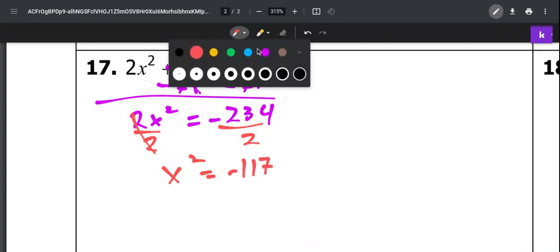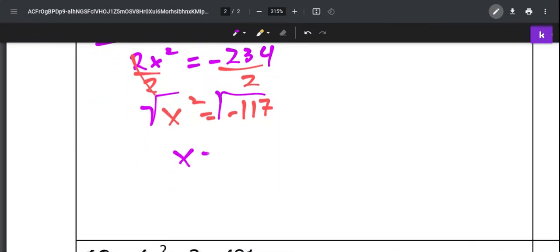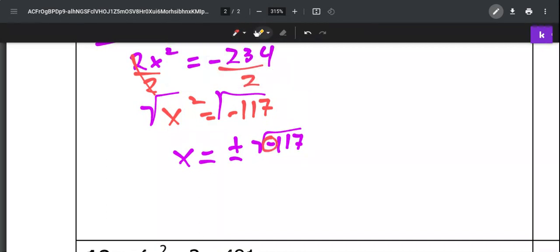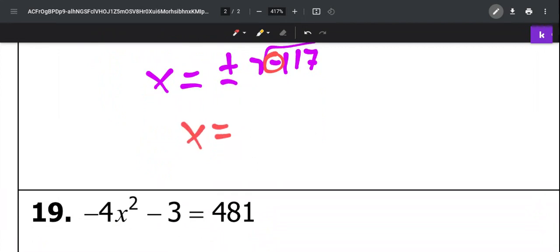Now you'll see where the issue comes up. To get rid of this exponent 2, we square root both sides. Now we're taking the square root of a negative number. You just have to notice that. But first, let's bring in our plus or minus. Square root of negative 117. Now you can see we're doing the square root of a negative number. Anytime you see that, go ahead and take it out and replace it with i. So we actually have plus or minus i radical 117.